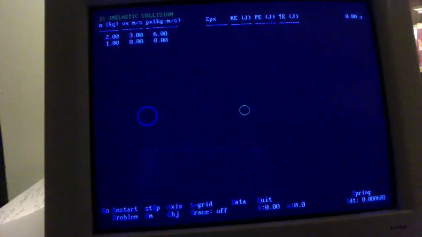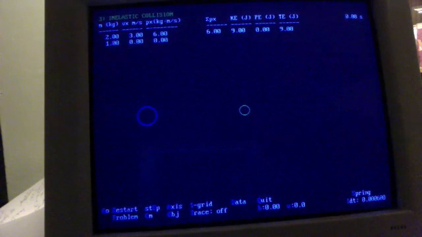Now this one's going to be a lot easier to find the final velocity because it's an inelastic collision. They're going to hit and stick. So you got the data. I'm turning it off. You try to solve for the final velocity. All right, we'll turn the data on.